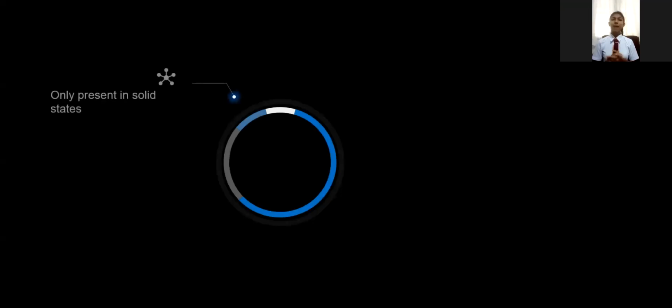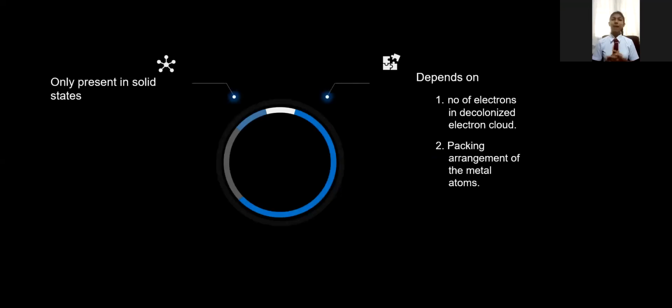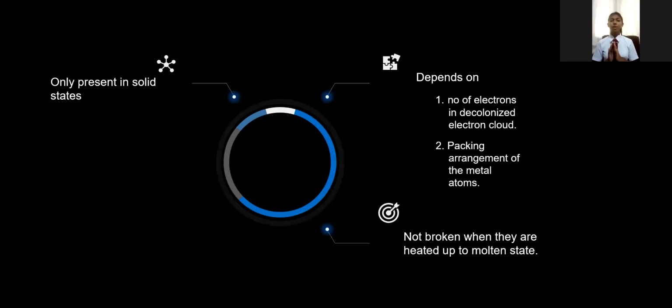The metallic bonds depend on two factors. First one is the number of electrons, which means when more electrons are delocalized, it will result in stronger bonds. And the other point is the packing arrangement of atoms, which means more closely packed atoms result in stronger bonds. These metallic bonds cannot be broken even though they are heated up to a melt state. But instead of breaking, they are weakened when they are heated.